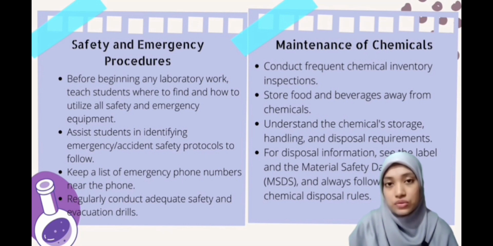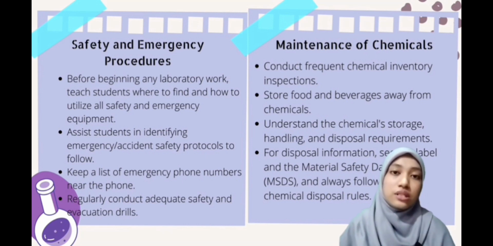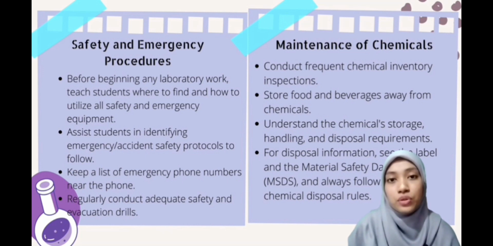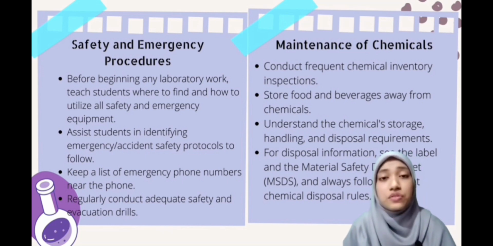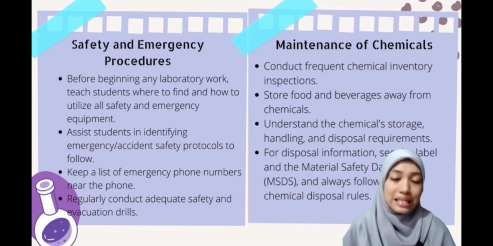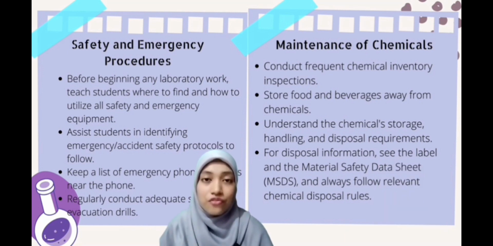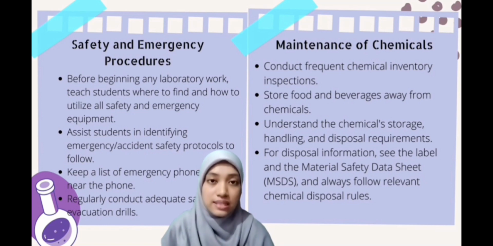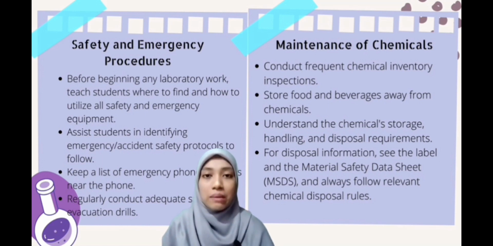If possible, store all chemicals in their original containers. Ensure that all chemicals and reagents are properly labeled. Do not put chemicals in inappropriate places. Properly dispose of certain chemicals. And store disused chemicals in a locked facility with limited access. For disposal information, see their label and the Material Safety Datasheet (MSDS), and always follow relevant chemical disposal rules.